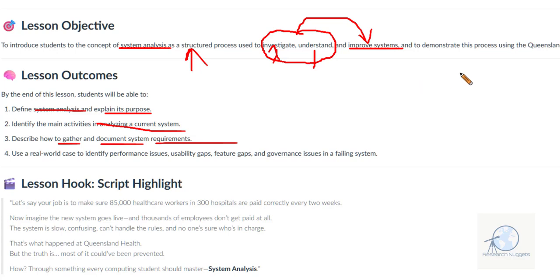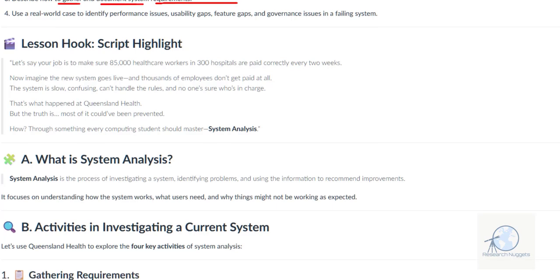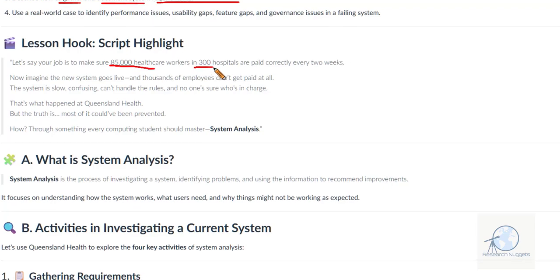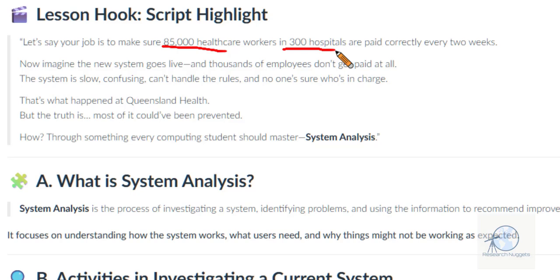Now, I want us to imagine this particular scenario, that you have been given a responsibility of coming up with a payroll system that should ensure that over 85,000 health workers who are distributed in 300 hospitals are actually being paid on time every 2 weeks. And therefore, you go ahead, you implement the system, and the system goes live. And what do you experience at the end of the 2 weeks? That you have thousands of employees that are not actually being paid.